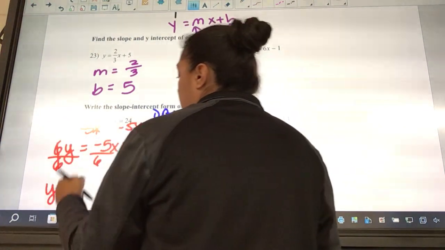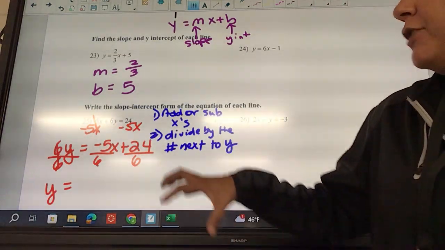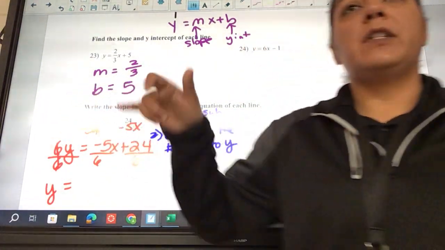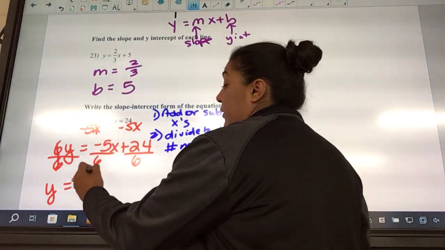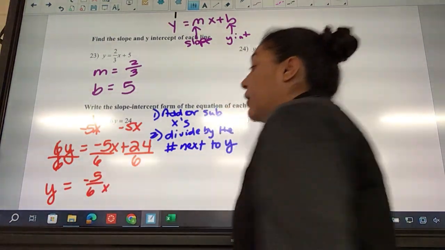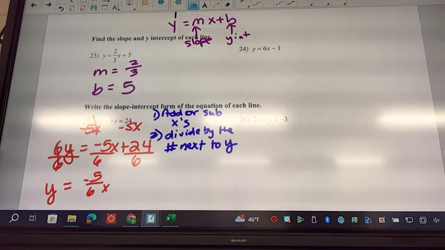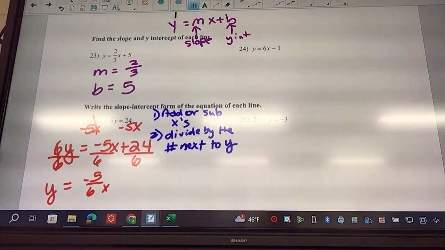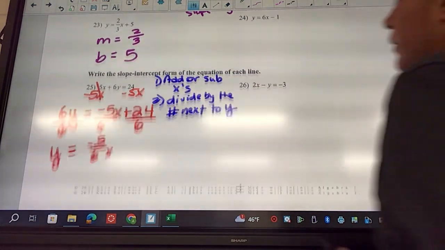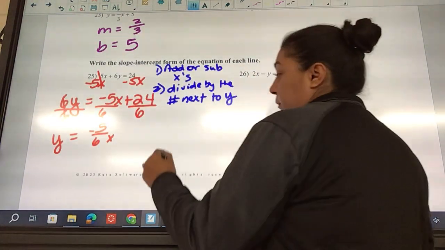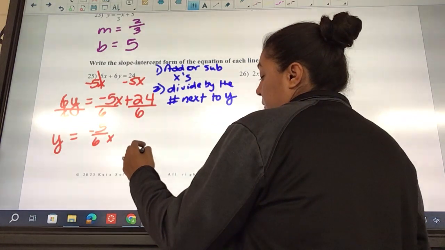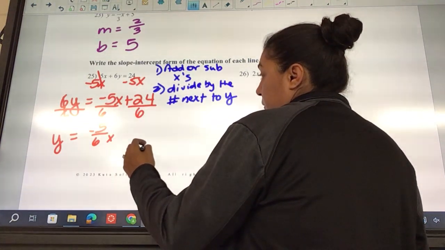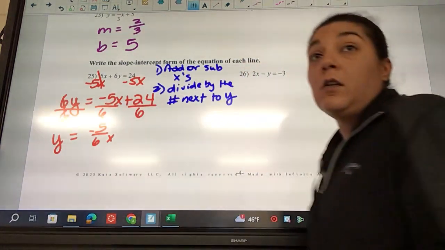So we get y equals negative 5/6 x, and you're going to have to type in these fractions. It would still spit out 5/6 on your calculator. 24/6 is what? You're going to hit your fraction button, say 24 on the top, 6 on the bottom, and hit equals. What did it give you? Let's go, you guys are going to take this home.